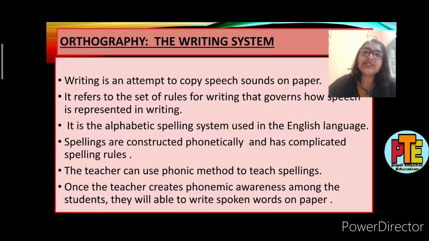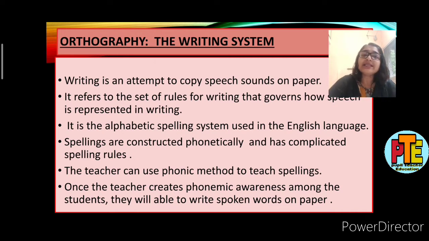The teacher can teach these letter-sound correspondences to the students to avoid spelling mistakes. Here the teacher should start the teaching of reading with the phonic method. We have discussed this method in the teaching of reading in previous sessions. Once the teacher is successful in creating phonemic awareness among the students, they will try to correlate the sounds with letters while reading. This will be helpful for the students to learn the spelling of words, and they will be able to write correct spelling and also speech on paper. This way the teacher can avoid rote learning for spellings.